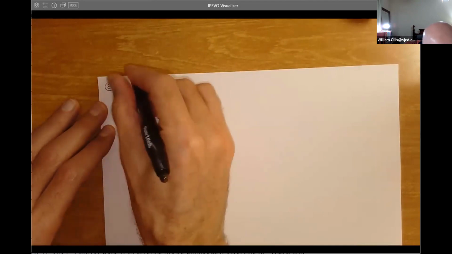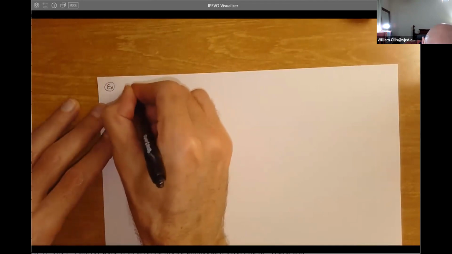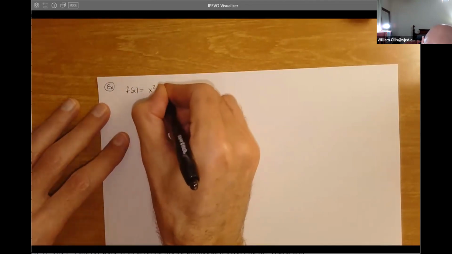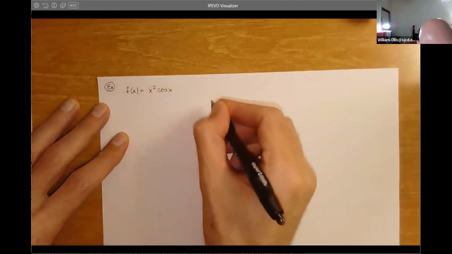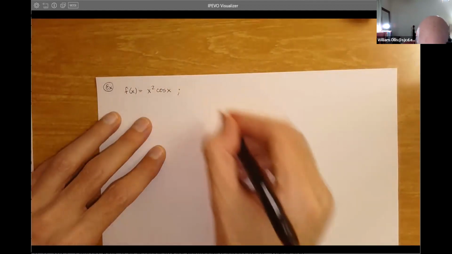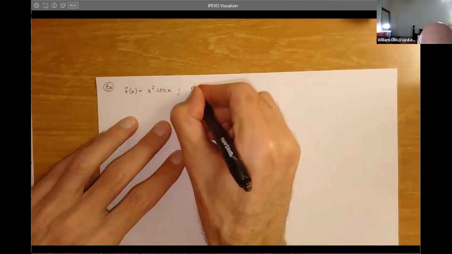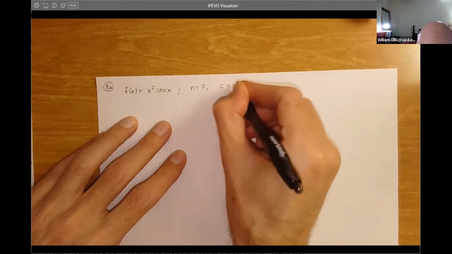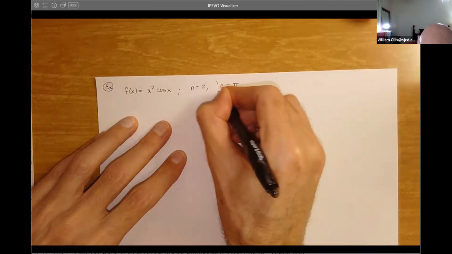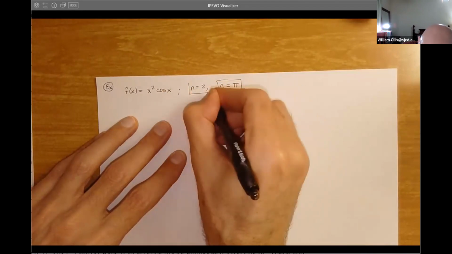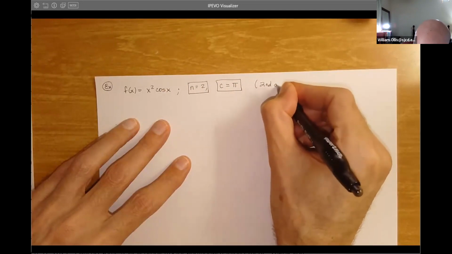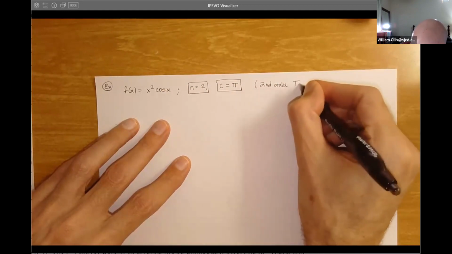So for this one, we're going to have f of x equals x squared cosine x. And I'll do an estimate with this one so we move to the next level. And here we're going to take n as the order 2, and our expansion point will be pi. Order 2, so we have a second order Taylor polynomial.